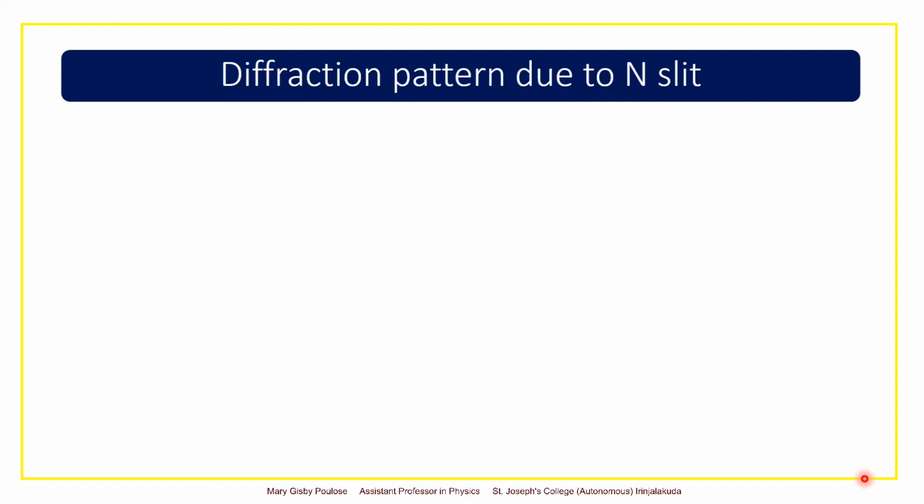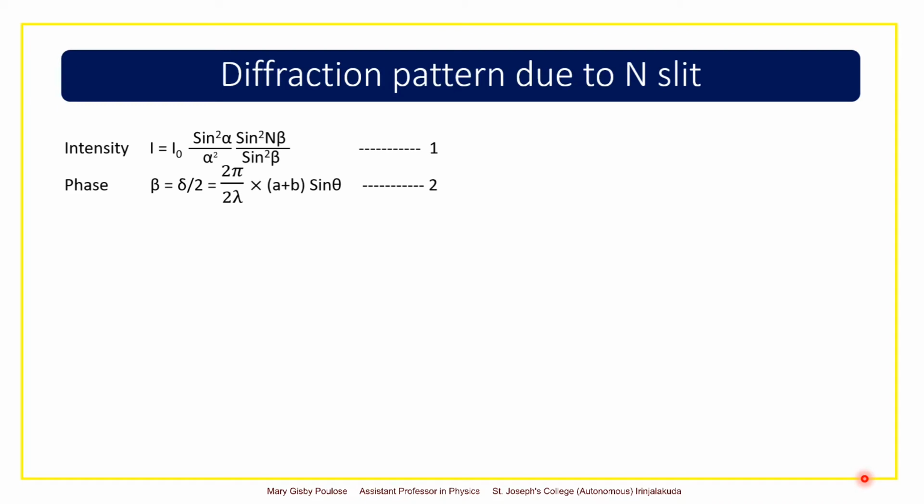Now let us discuss the positions of primary maxima and secondary minimas for the n-slit diffraction pattern. Here, the expression for intensity is given as I = I naught sin²α/α² times sin²nβ/sin²β. Let this be the first equation. And the expression for phase β is equal to δ/2, which is equal to 2π/2λ times the path difference (a+b) sinθ, where θ is the angle of diffraction.